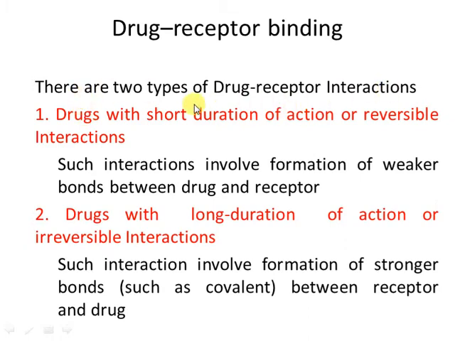So we have two types of drug receptor interactions. One, in which the drug has a weaker bond with the receptor, such interactions are reversible, and such drugs will have short duration of action. Such drugs will only show their action for a duration until the drug remains bonded with the receptor. Once it gets detached from the receptor, its action will be stopped. While if the drug binds irreversibly with the receptor through a stronger bond, such as a covalent bond, then such a drug will continue to have its action for a prolonged duration until the drug gets removed from the receptor.